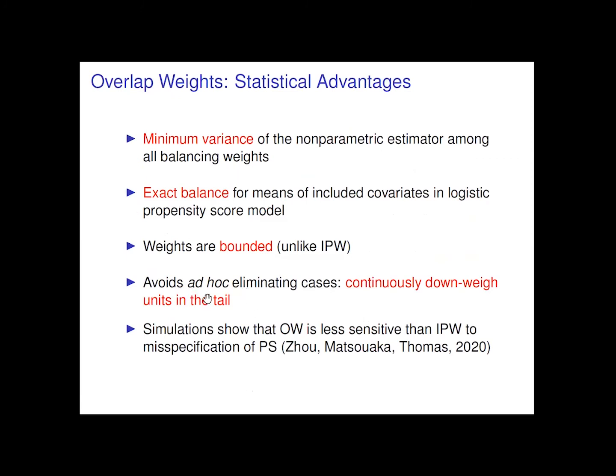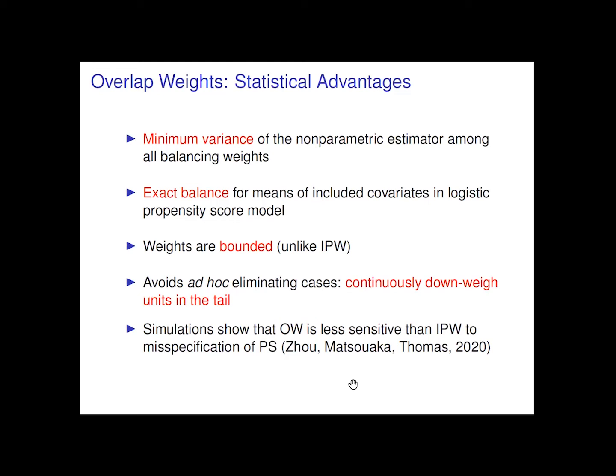Another thing is, as I mentioned, it can be viewed as a continuous version of trimming. You don't artificially throw out some units beyond a cutoff, but you continuously downweight them. That way you avoid ad hoc setting of a cutoff point and throwing units away. So for overlap weights, I don't need to worry that choosing different cutoff points will make my result jump around. I do have an example later showing that depending on where you trim, the result really can be different. In overlap weights, because it's continuous, you never need to set that.